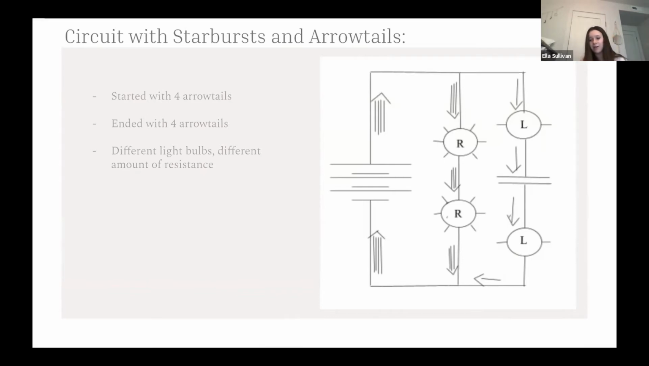And when the current split, 3 arrow tails went to the round bulbs and 1 arrow tail went to the long bulbs. This is because the round bulbs have less resistance, so more current will go to the round bulbs because it's an easier path to take, and less current will go to the long bulbs because the long bulbs have a greater resistance, so it'd be a harder path to take. At the end of the circuit, there were 4 arrow tails going to the negative side of the battery.